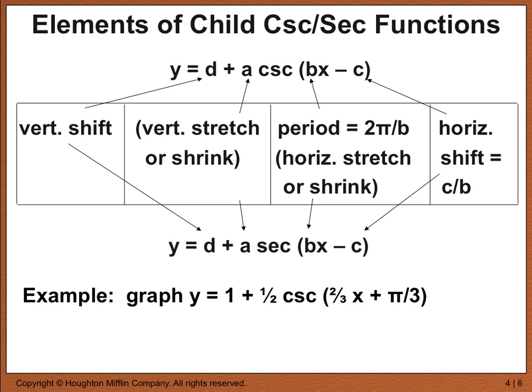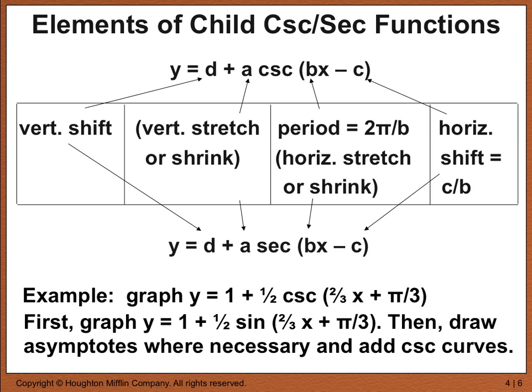Example, graph y equals 1 plus 1/2 cosecant of 2/3 x plus pi over 3. So how are we going to attack this problem? Well, you'll notice that your calculator doesn't have a cosecant button, but you can probably figure out a way to write all of this in terms of sine. You could do that. But the point of this lesson and previous lessons is to learn the math behind the curves and to learn how to graph them by hand. So the strategy is, first graph y equals 1 plus 1/2 sine of 2/3 x plus pi over 3. Then draw asymptotes where necessary and add cosecant curves.